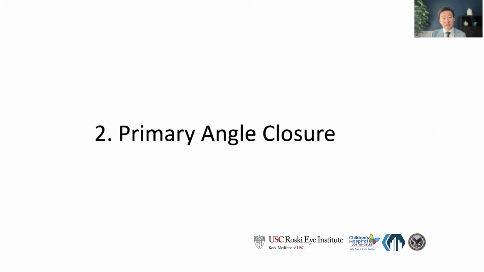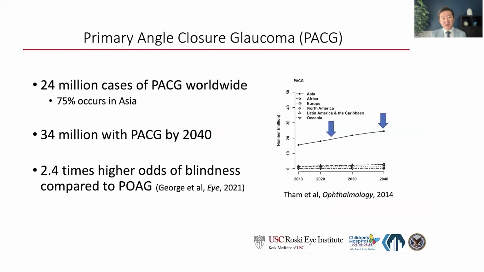Next, I'd like to talk about primary angle closure, which is a primary reason that we perform gonioscopy and is an important distinction when we are diagnosing patients with glaucoma. Primary angle closure glaucoma, or PACG, is one of the most common causes of irreversible vision loss worldwide. The condition currently affects around 24 million people, and this condition is endemic in Asia, where approximately 3/4 of PACG cases can be found. The prevalence of PACG is rapidly rising due to aging of the world's population, and it's expected that 34 million people will have this condition by the year 2040.